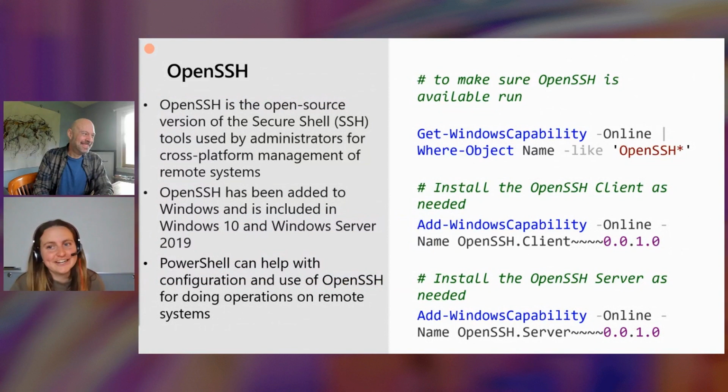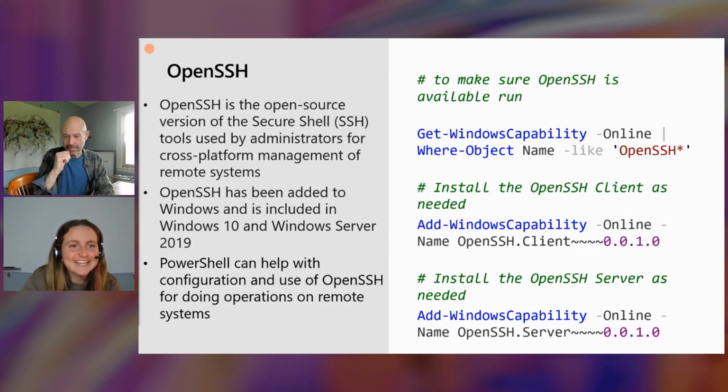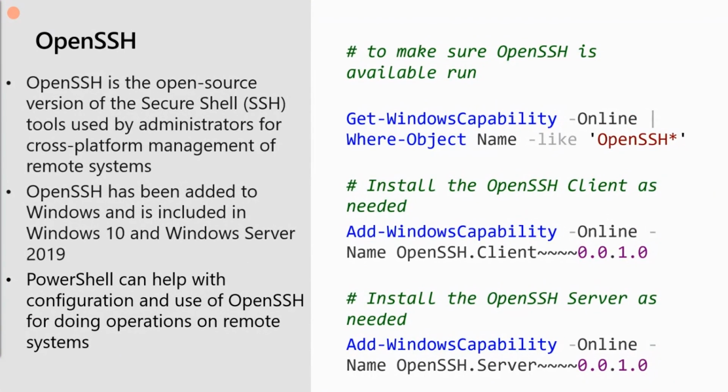And one more feature that is backwards compatible and that folks get really excited about is OpenSSH. OpenSSH is the open source version of Secure Shell, and it's used by many administrators for cross-platform management of remote systems. It has been included in Windows, and it's really relevant to PowerShell because PowerShell can help a lot with the configuration and use of OpenSSH, especially for doing operations on remote systems. The key is, for anyone who needs to do operations on remote systems, OpenSSH is going to be really useful for you, and PowerShell is a really great tool to put that all together.